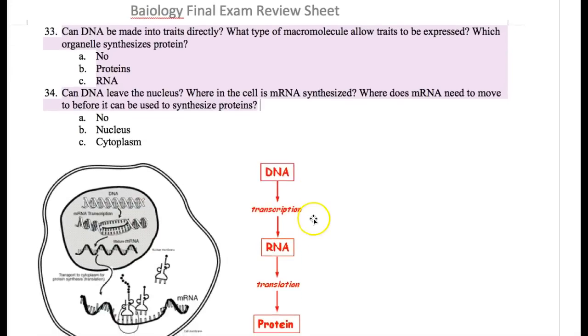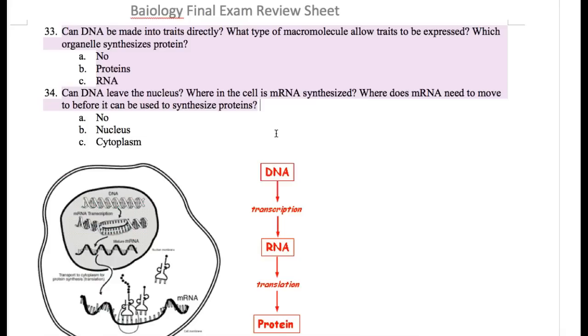Can DNA be made into traits directly? No. Everything that you can see of a person is expressed as protein. So your eye color, those are proteins doing eye color things. You can't just see the DNA. So DNA cannot be translated into traits directly. How do you get from DNA to a trait?